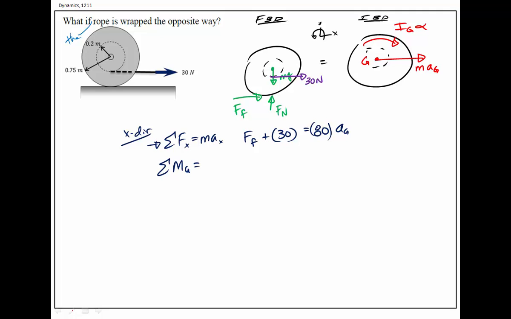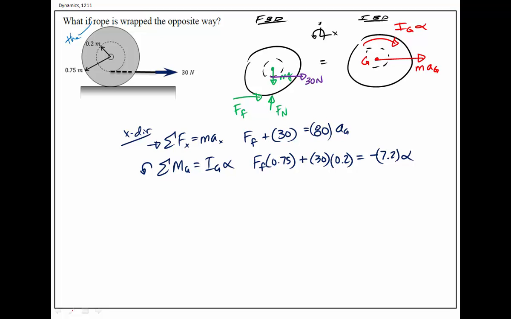We'll take the sum of the moments about G is equal to the mass moment of inertia about G times the angular acceleration. So we take the friction force times the moment arm, and now it's going to be positive again. Well, this is going to be positive. It wasn't positive last time. 30 times the moment arm, or 0.2, is going to be equal to a negative 7.2 alpha. Once again, we assumed the direction is going to be clockwise here.